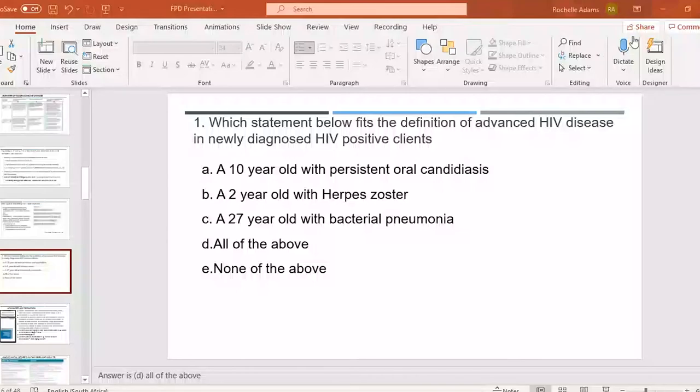So you've launched the poll. I will. Amongst these clients below, a 10-year-old with persistent oral candidiasis, a 2-year-old with herpes zoster, a 27-year-old with bacterial pneumonia, do you think it's one of those, all of those, or none of those? How would you define advanced HIV disease based on clinical grounds?